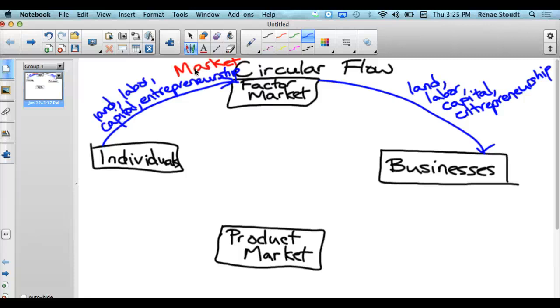The individual. So the individual wants to buy these goods and services, but oftentimes the businesses don't know the people that want to buy their products. So again, we need a middleman. Our product market on the bottom is going to be where we buy and sell final goods and services. So we have our businesses taking to the product market the goods and services that they made.